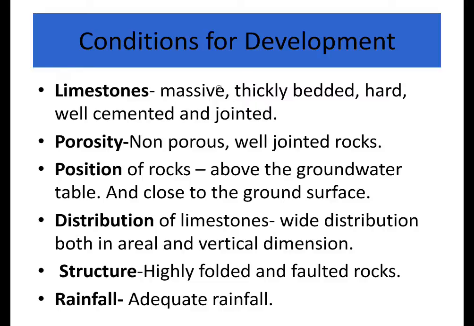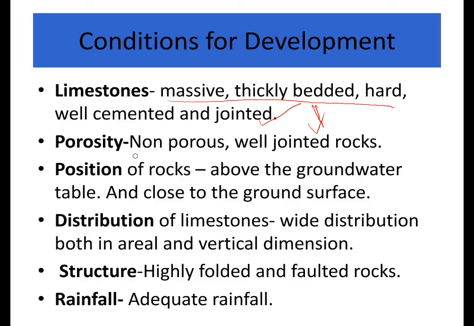What are the conditions required for development of karst topography? The limestone rock should be very massive and thickly bedded, hard, well cemented and well jointed, because in well jointed rocks, the water can enter through those joints and alter the limestone topography and form karst topographic landforms.